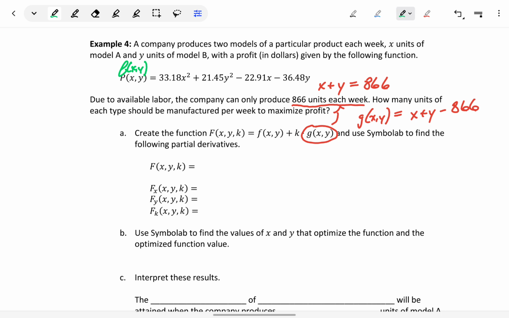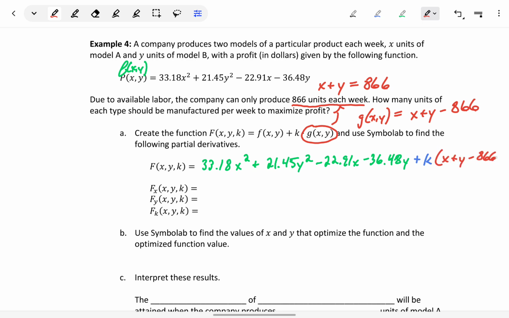That is, our function, capital F, will be 33.18x squared plus 21.45y squared minus 22.91x minus 36.48y plus k times this constraint function that we just established, x plus y minus 866.